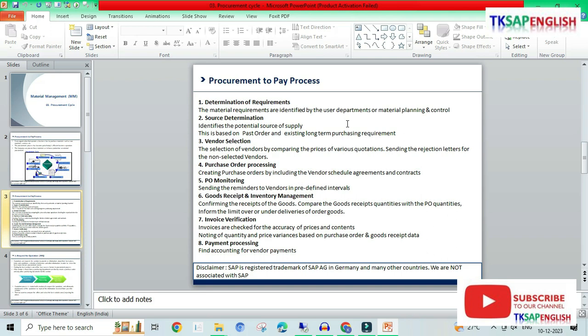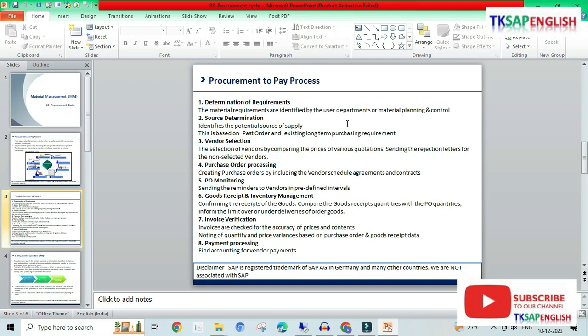Confirming the receipt of the goods, comparing the goods receipt quantities with the purchase order quantities, and informing of over or under deliveries of ordered goods. The limit over is when we receive an invoice for, say, 100 numbers but against our invoice we physically receive 110 numbers. This is called over delivery. Under delivery is when we receive an invoice for 200 numbers but against our invoice we receive material of 180 numbers, which means 20 numbers shortage.